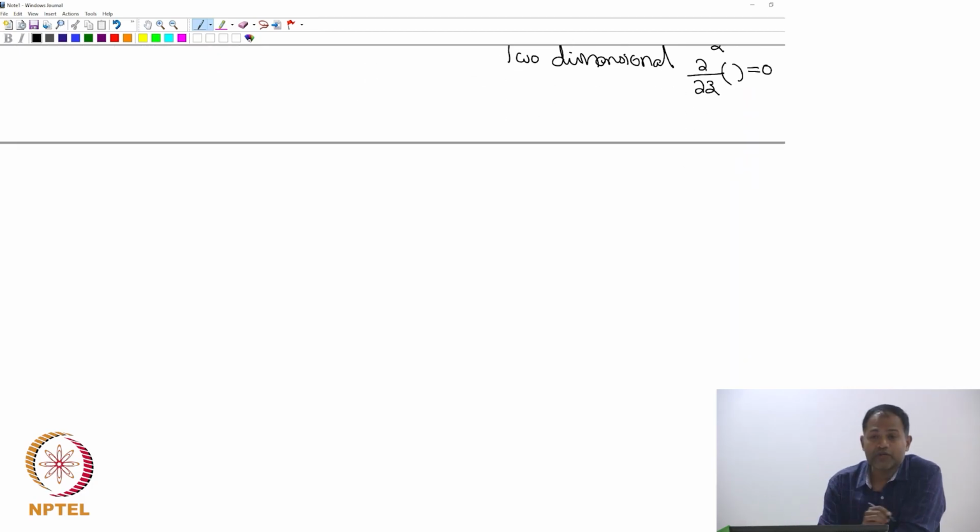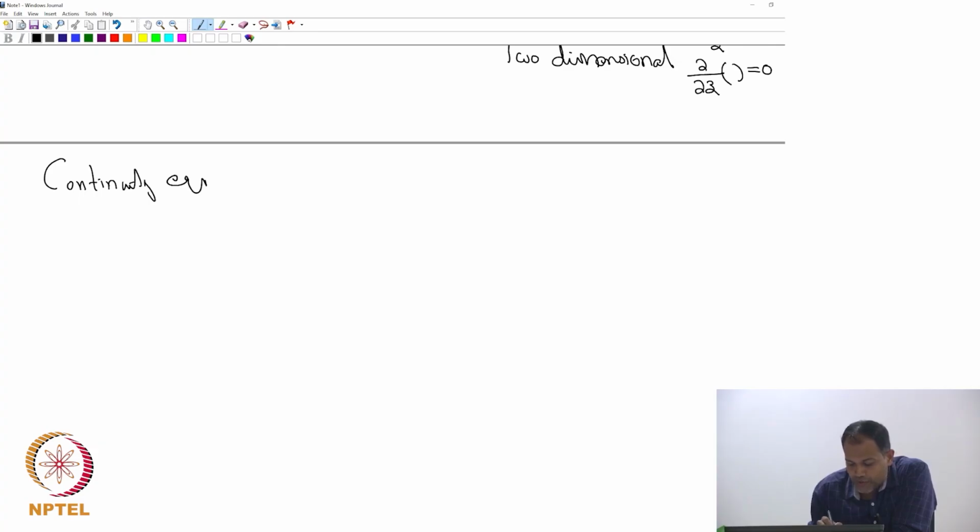Okay. So, continuity equation, all of you wrote it down the other day. So, let us write it again, continuity equation. And as we said, we are going to deal with 2 dimensions. So, we will only worry about the x component and the y component.